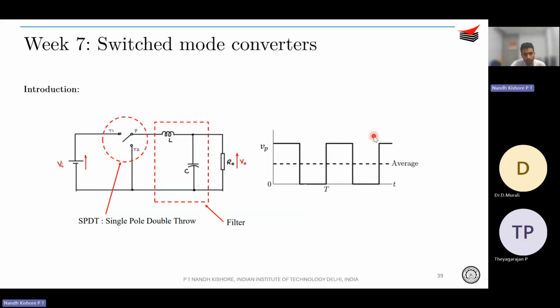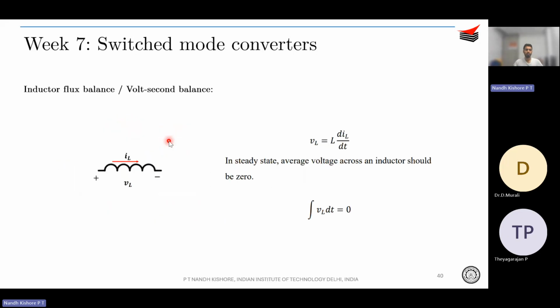Okay, so here in order to design these L and C values properly, we have to understand about these inductors and capacitors first in a power converter. So for an inductor to operate at steady state, it has to satisfy what is known as the flux balance or the volt-second balance. That is, you know that VL is L into di by dt. So in steady state, the average voltage across an inductor should be 0, right? Or there should not be any net flux increase or decrease across the inductor.